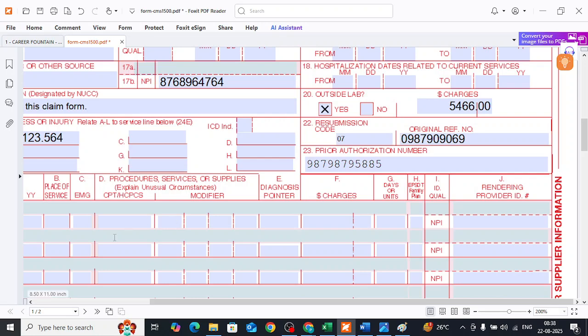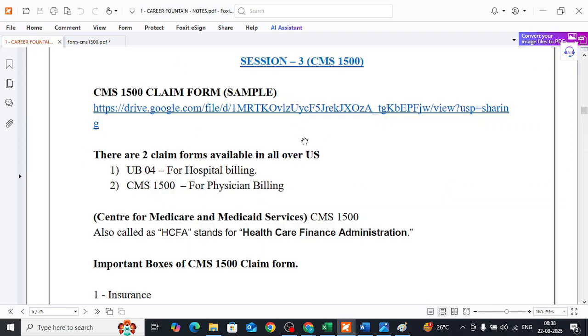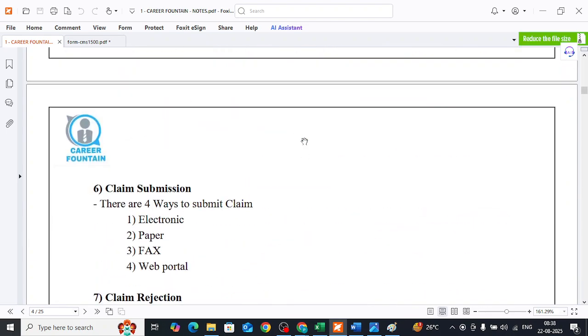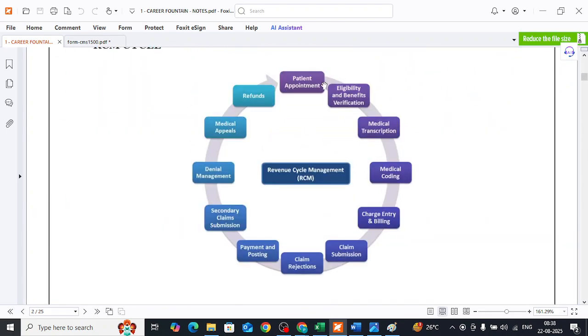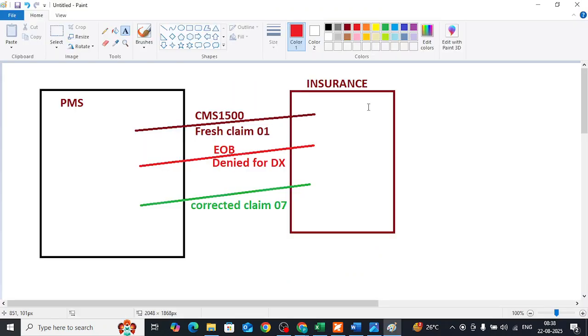In our RCM cycle, we saw that first of all there is the patient appointment, then eligibility and benefits verification. The third department is the authorization department. Their task is to reach out to the insurance company and say, we are going to provide this surgery to the patient in the next 3-4 days, and is there any need to take the authorization, that means the permission?